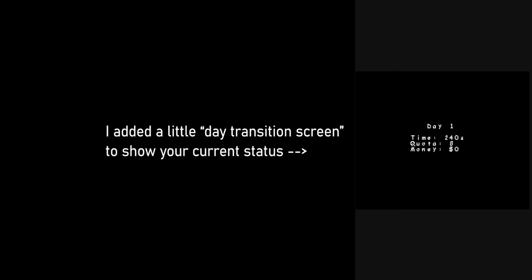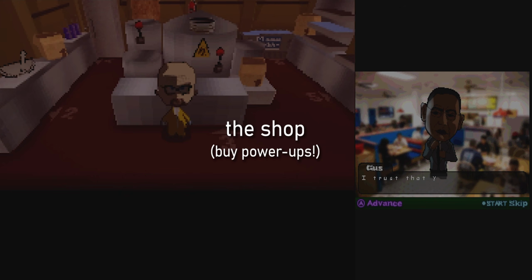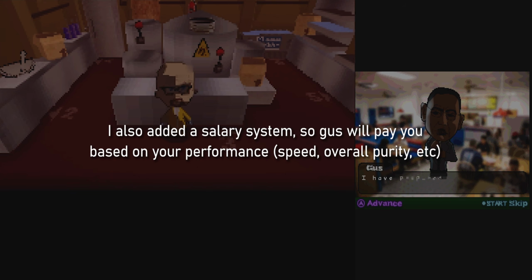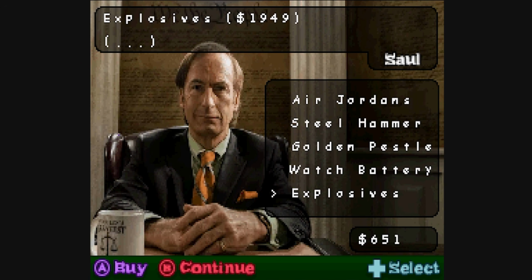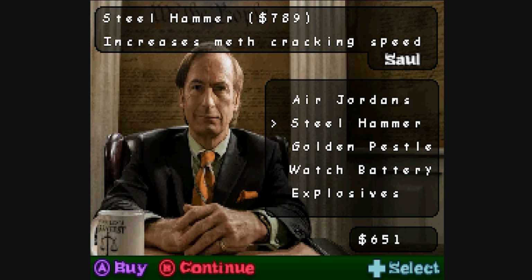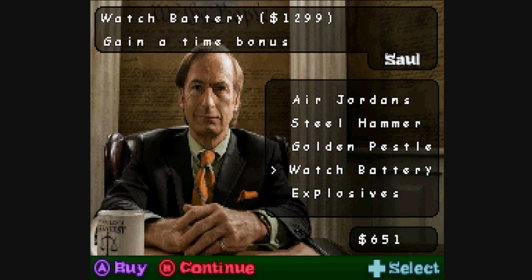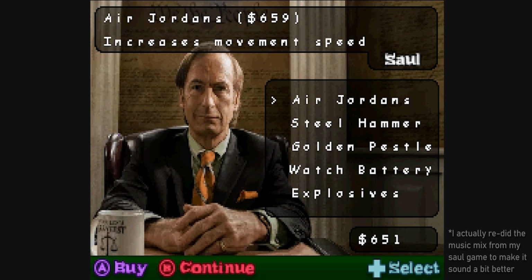Story mode takes place over 5 days, and there's a bit of dialogue at the start of each day. Between the days, I also added a shop where you can buy power-ups with your earnings from the day. And who better a shopkeep than Saul Goodman, of course. He'll sell you some stuff ranging from a pestle upgrade to a movement speed upgrade in the form of some Air Jordans, naturally. You can kinda tell the shop was a late addition though, as it is just a static background with some text drawn over it. I still think it looks alright though, and the music is just perfect in my opinion.